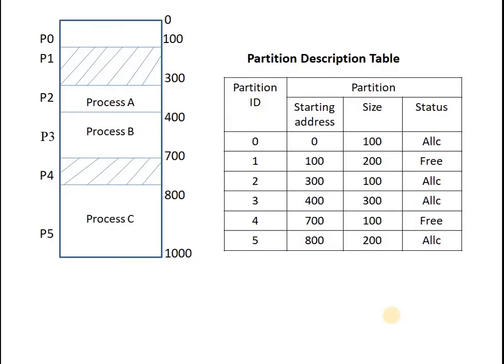Here is one example. In this example, the memory has 6 processes, P0, P1, P2, P3, P4 and P5, and this is the partition description table for this memory. It shows the current partitioning status. Here, first the P0 process is allocated 100 MB, and it is allocated for the operating system software.